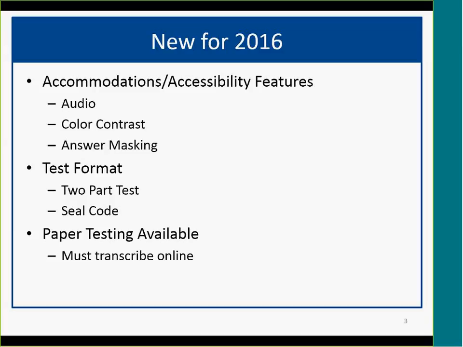In the test itself, there are a couple of changes. Last year for 2015, the DC Science test was a one-part test. For 2016, it will be a two-part test, which means for the online test, there will be what's called a seal code in the middle. So a 4-digit code will need to be provided to the student in order for them to move from one part of the test to the next. And we'll talk about that also later in the training.